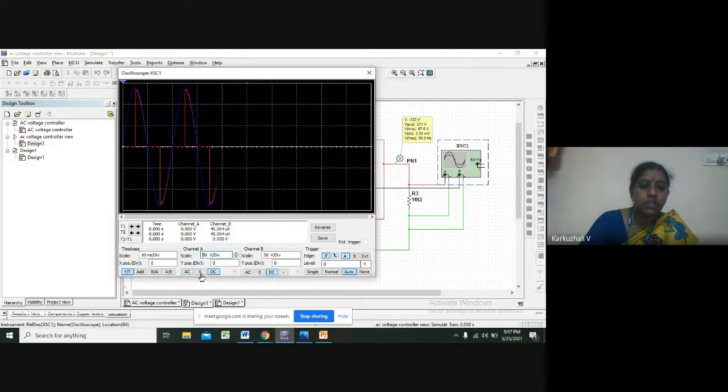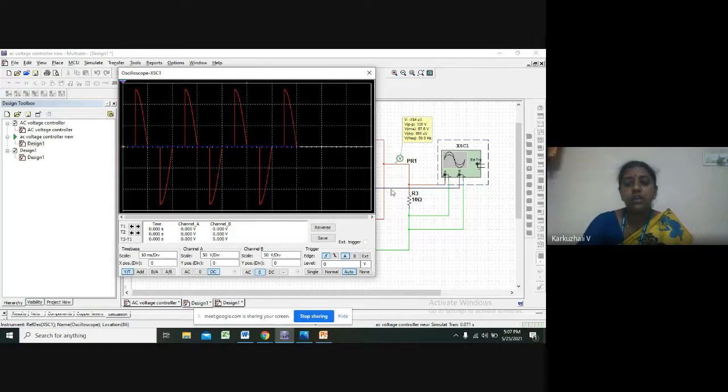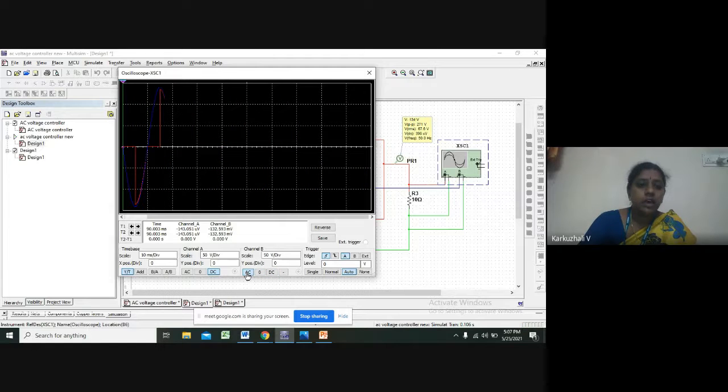I can even stop the channel A. So this is channel A, which is connected to the output, and channel B is connected to the input. I have made channel B 0, which means my input is made 0. So you can clearly see the output waveform. If you want, you can even click the channel A and view both the input as well as output. For your information, I have clicked 0 so that only output is visible.